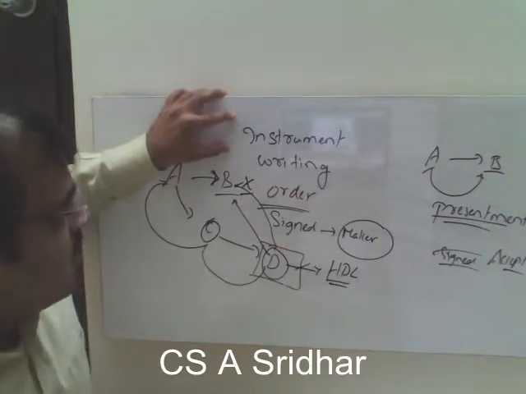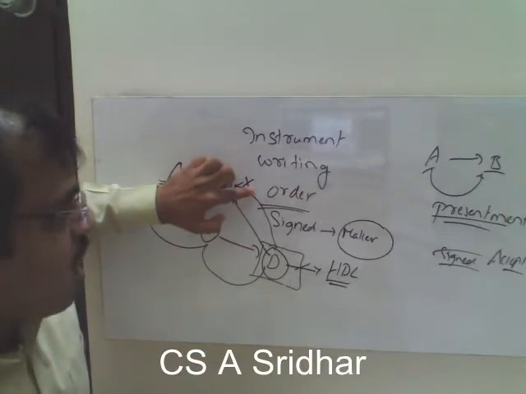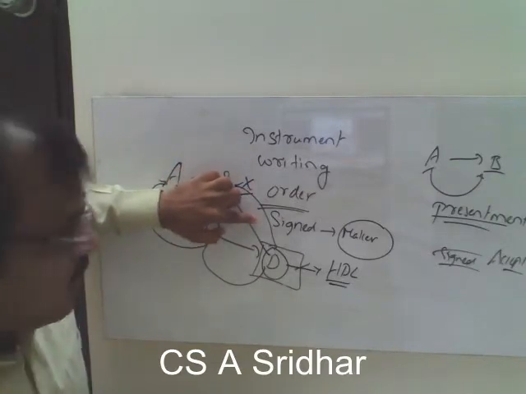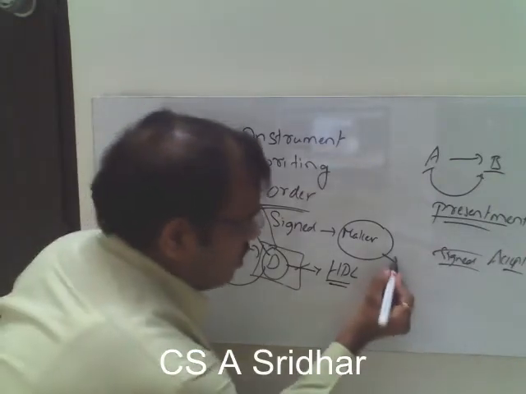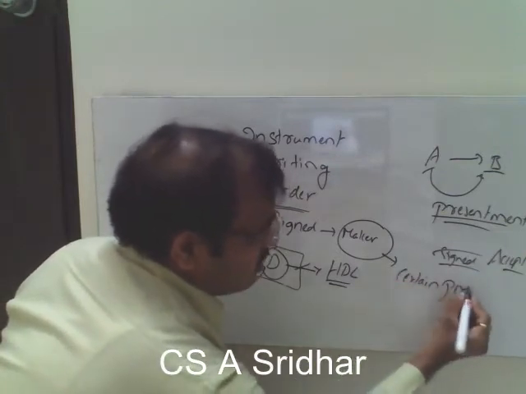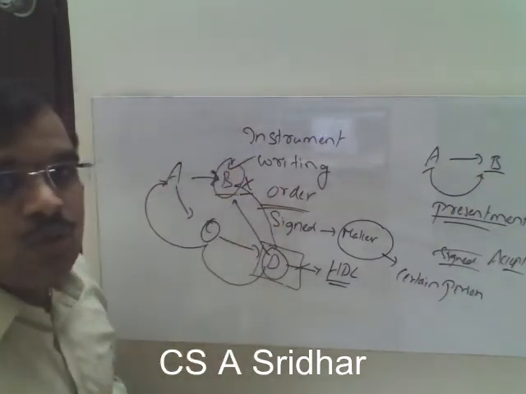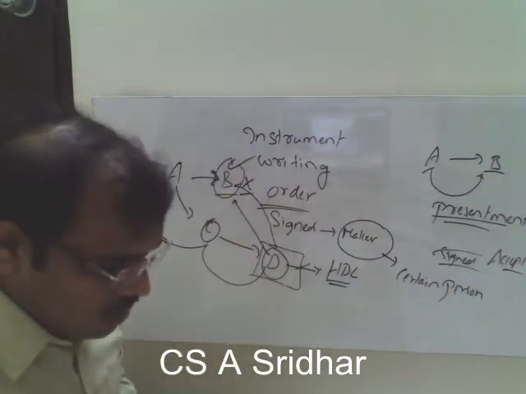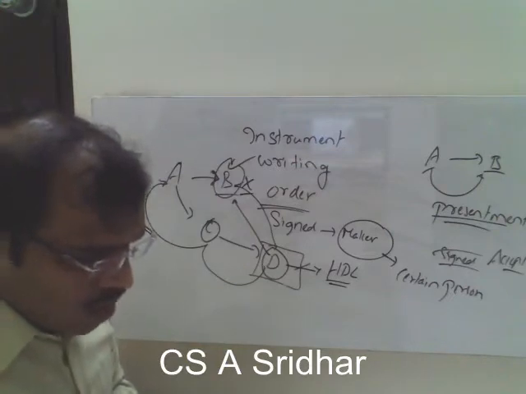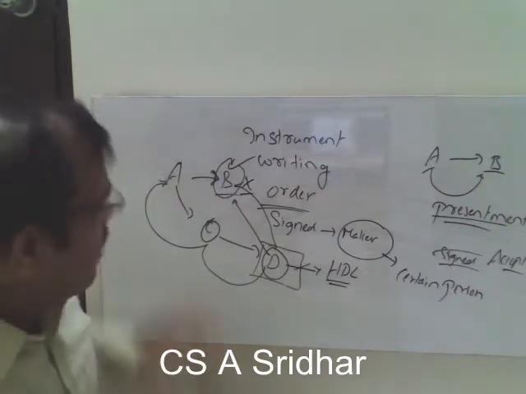A bill of exchange is an instrument that has to be in writing, containing an unconditional order signed by the maker, directing a certain person. Who is the certain person here? The certain person is B here. Directing a certain person to pay a certain sum of money only, or to the order of a certain person, or to the bearer of the instrument.